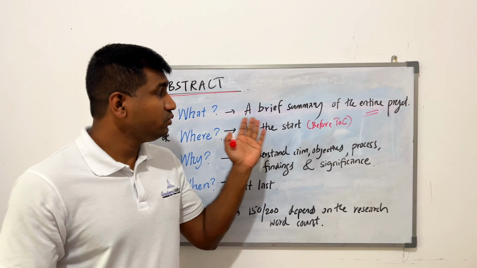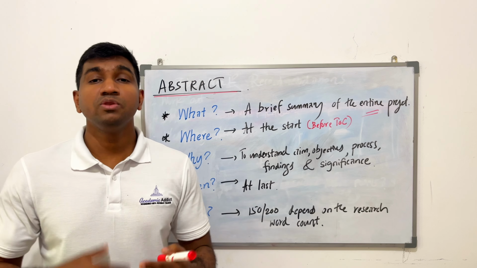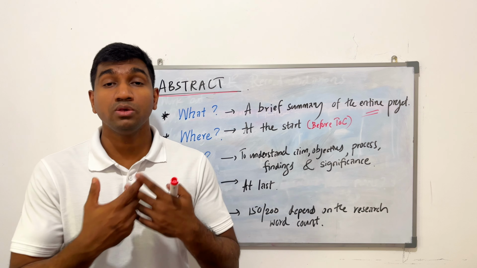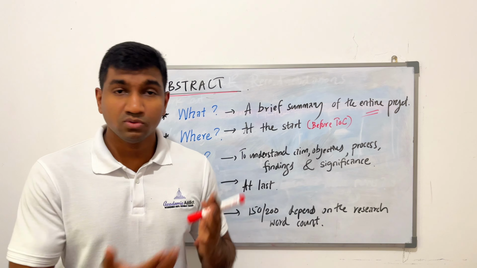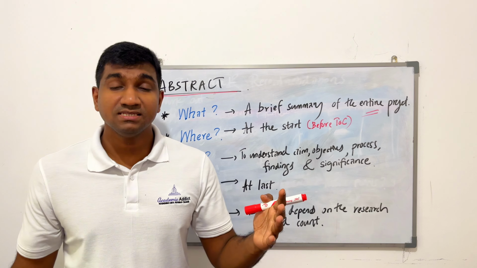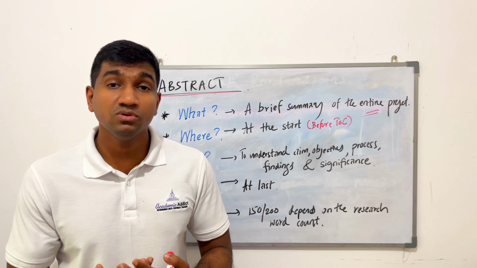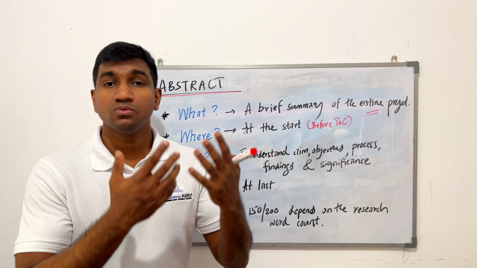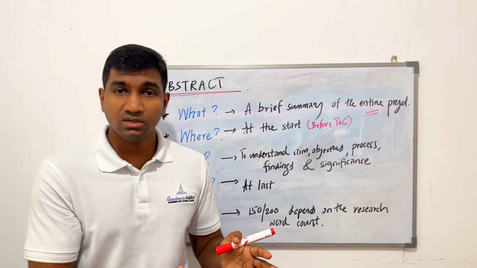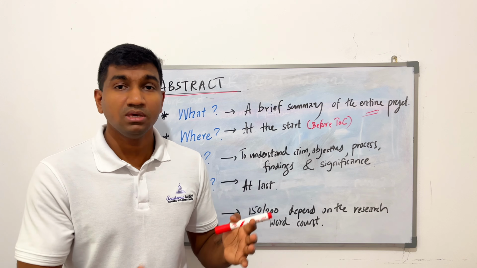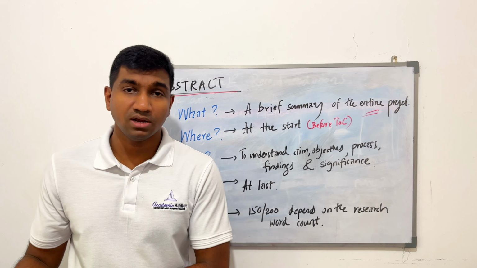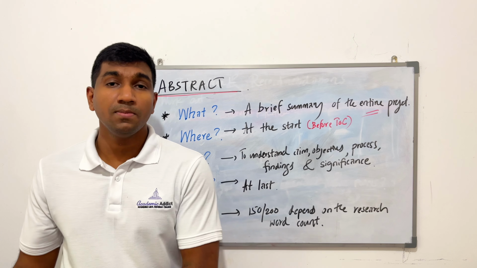Why do you have to do this? Because when you read journals, you can't read the entire journal. Let's say you want a reference to include in your research project. You can't go through each and every journal article. So what you do is open the journal, go through the abstract, and get an understanding: okay, these are the things included in this particular journal. Then only you go to the main pages.